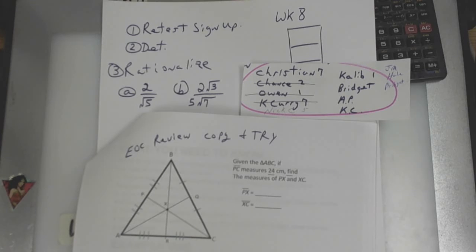Also, detentions. If your name is still on this list, you owe me a detention, okay? So make sure that you come 1 minute before lunch. Just come in, sit down for 1 minute, and I'll let you go.